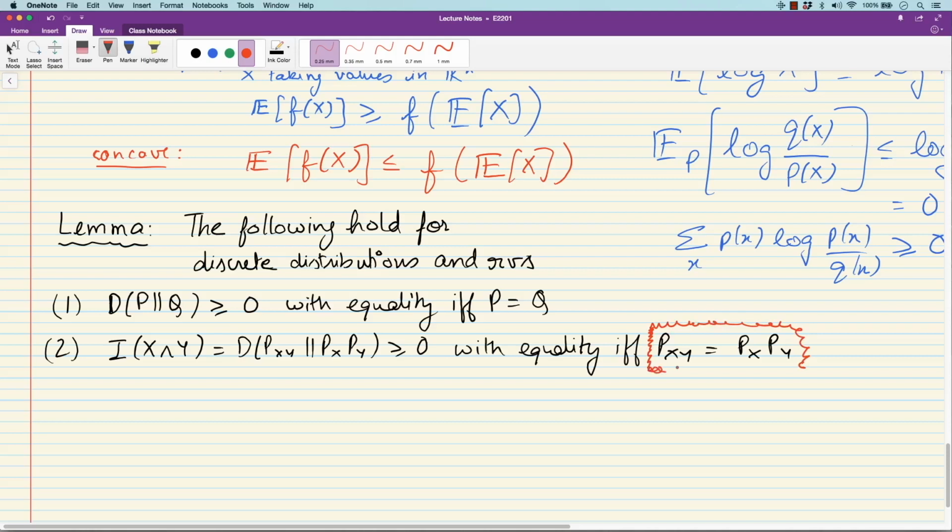You can stare at it and try to think about it. This is basically saying if and only if X and Y are independent. Only for independent X and Y, the joint distribution is equal to the product of marginals. So mutual information is non-negative, but it's zero if and only if X and Y are independent.